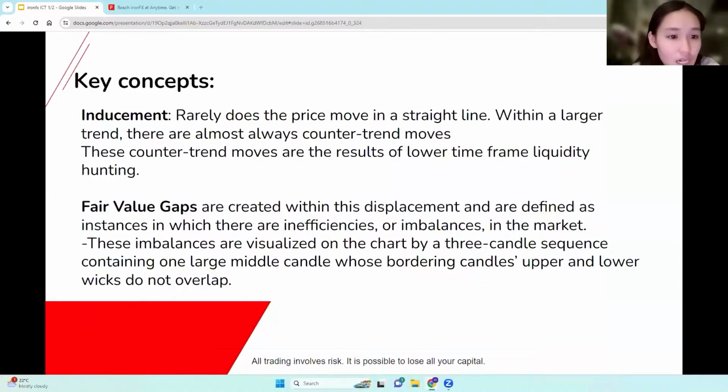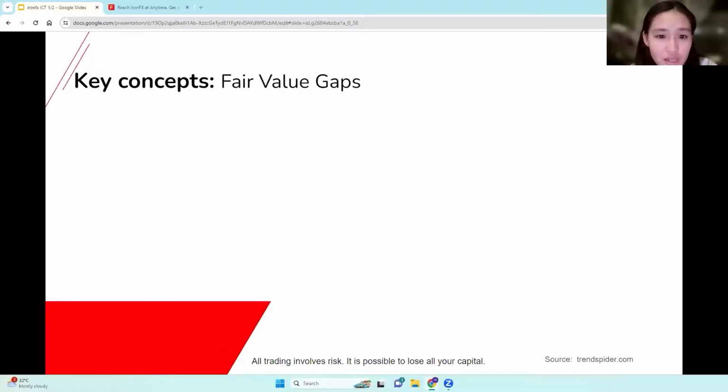Okay, now the next key concept we're looking at is the fair value gaps. These are created within the displacement, and are defined as instances in which there are inefficiencies or imbalances in the market. If we visualize what this means, it's basically a three-candle sequence containing one large middle candle whose bordering candles' upper and lower wicks do not overlap. So let me show you an example of this now.